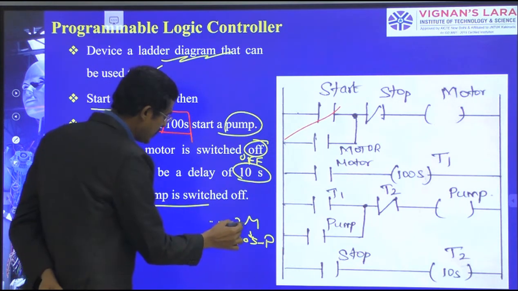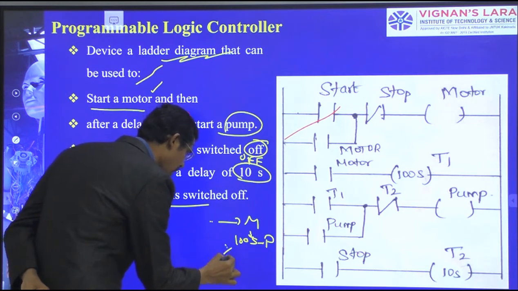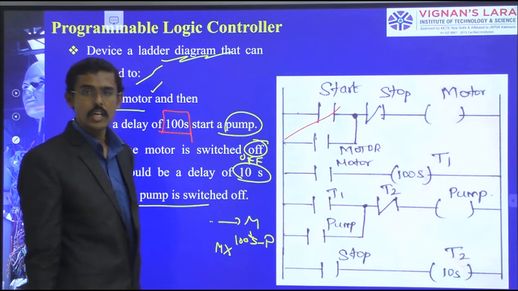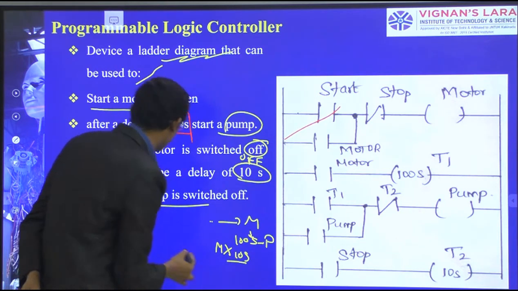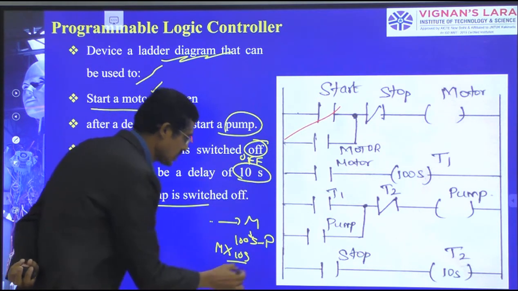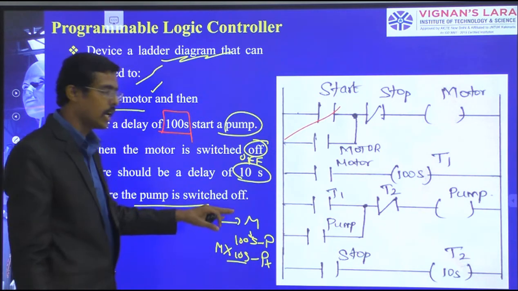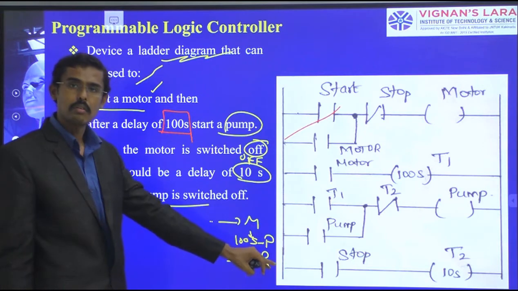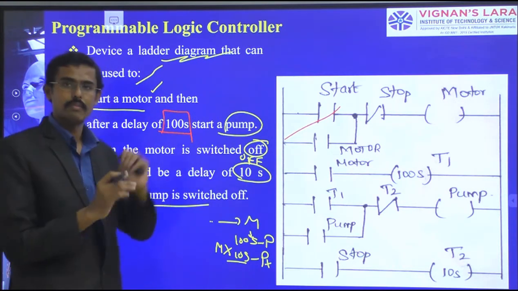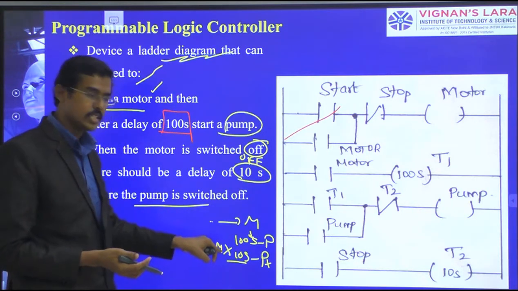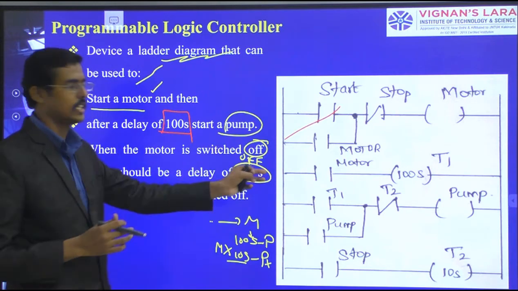Now I am terminating this motor. Off. When the motor is off, after 10 seconds of time, the pump should terminate. This is our program. Motor on, 100 seconds, pump on. It can run. Running duration is not given. But when the motor is off, the pump should go off 10 seconds after the motor is switched off. So that is our condition.